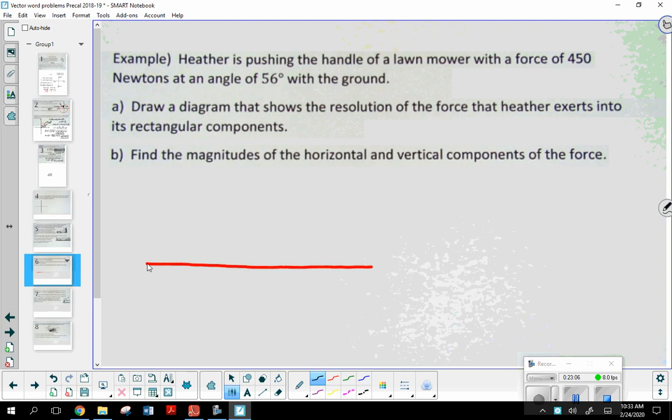Okay, so draw a diagram that shows the resolution of the force that Heather exerts into its rectangular components. So I'm looking for the horizontal and the vertical vectors that form a right triangle for the resultant that we have. Who wants to come on up and show me this diagram? Noe, you want to come up? All you got to do is draw it.